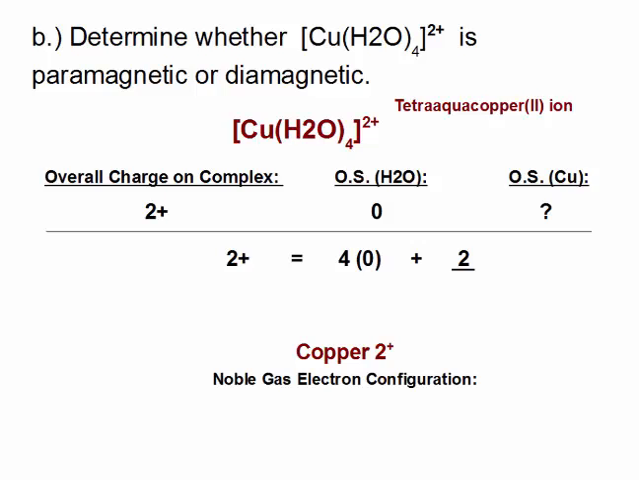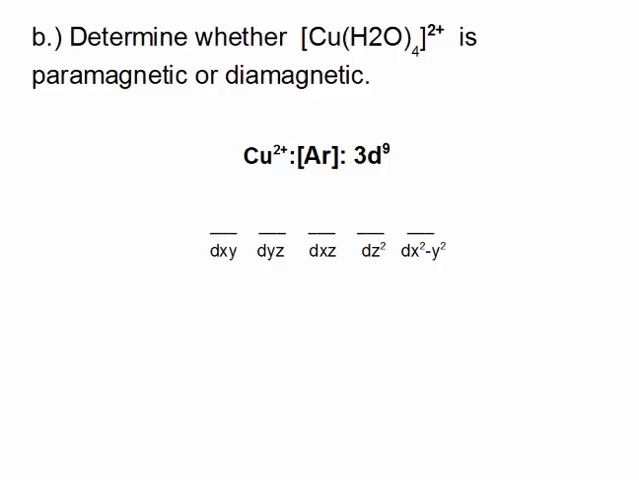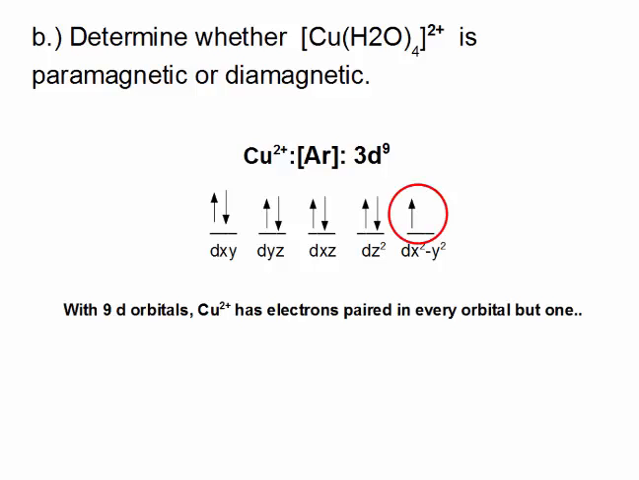We go ahead and write the electron configuration for neutral copper, and we find that it is 4s2 3d9. Removing 2 electrons from the 4s orbital, it leaves us with an electron configuration of 3d9. Placing these 9 electrons in the 3d orbitals, we find that there is one left over that is unpaired. This means that copper 2+ is paramagnetic, because it has at least one unpaired electron in its d orbital.